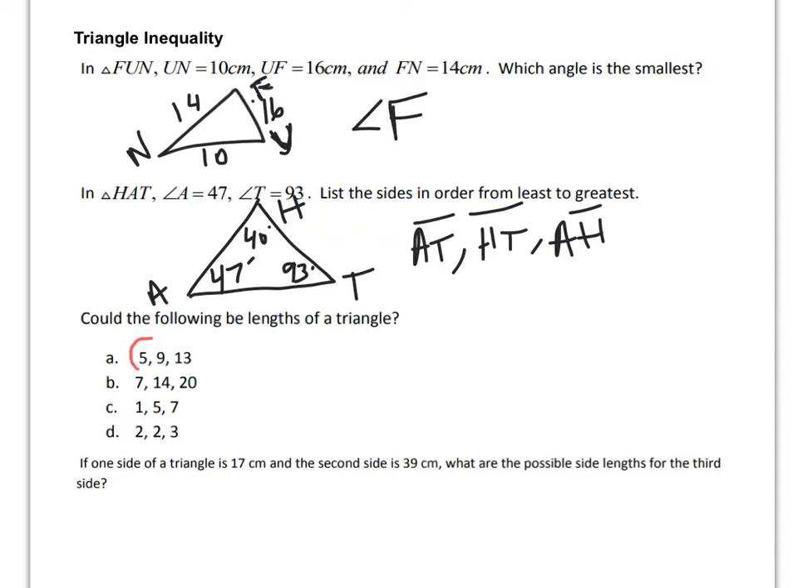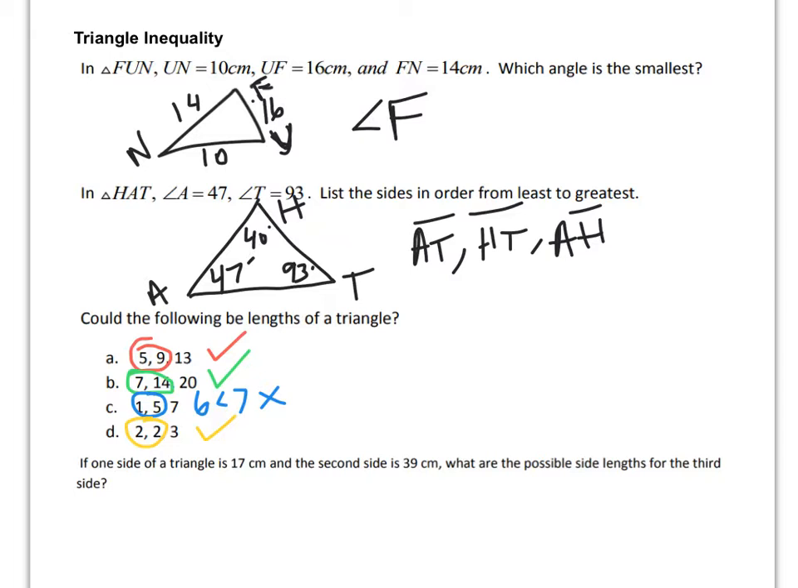Okay. Could the following be lengths of triangles? Remember, that's where we're going to add the 2 shortest sides. So 5 and 9 gives me 14. So yes, that's a triangle. Add the 2 shortest sides. 7 and 14 gives me 21. So yes, that's a triangle. 1 and 5 gives me 6. And since 6 is less than 7, that's not going to work. 2 plus 2 is 4, which is bigger than 3, so that does work.